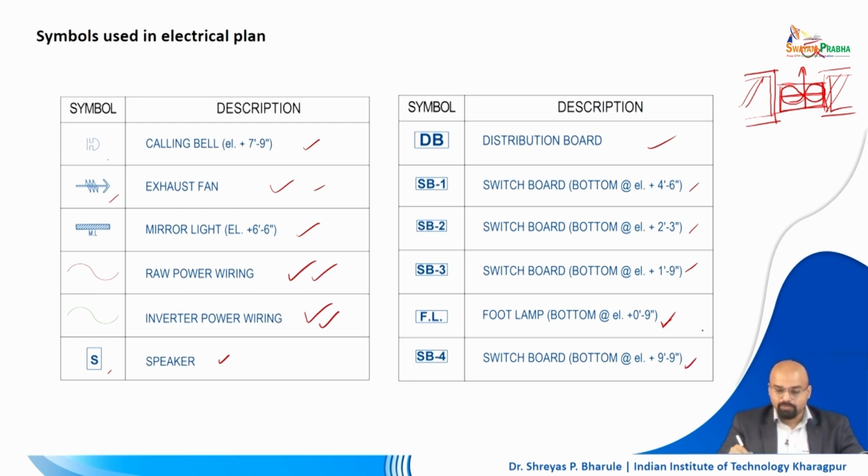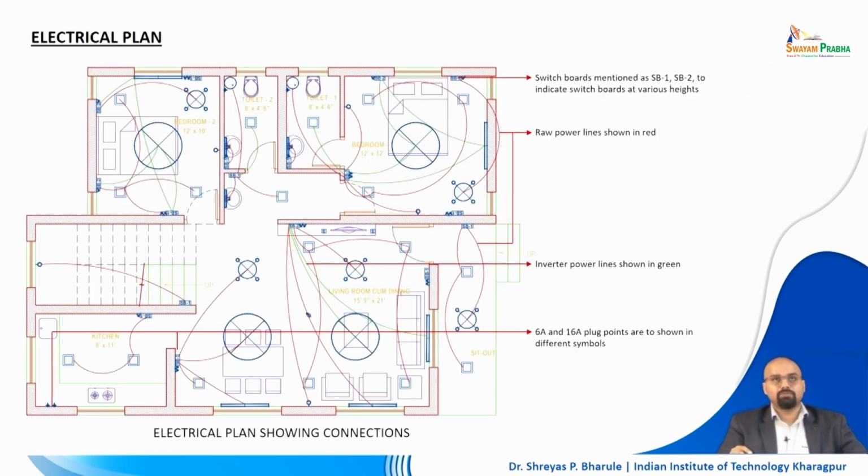And then you have a switchboard which is quite high, it shows 9 feet 9 inches. Sometimes you require an AC connection, maybe you are installing a split AC, so the indoor unit will require a power connection. That connection may be located at 9 feet 9 inches, right? So this is how a complete layout would look like, right?